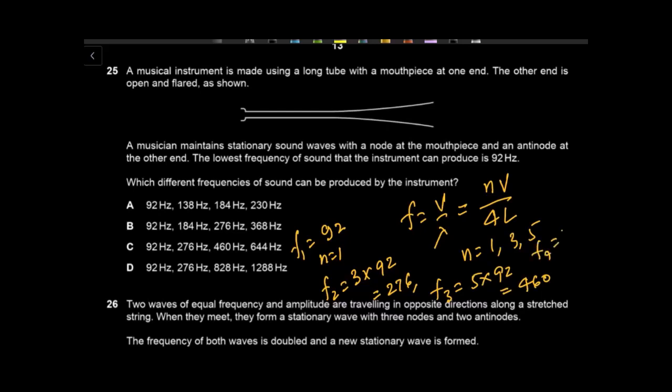And F4 is equal to 7 into 92. So this comes out to be 644. So option C is correct.